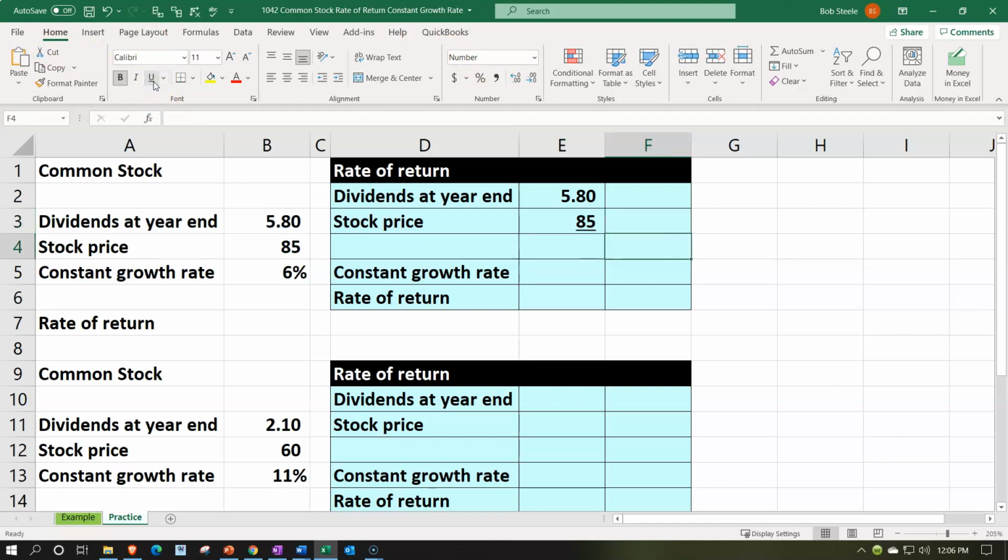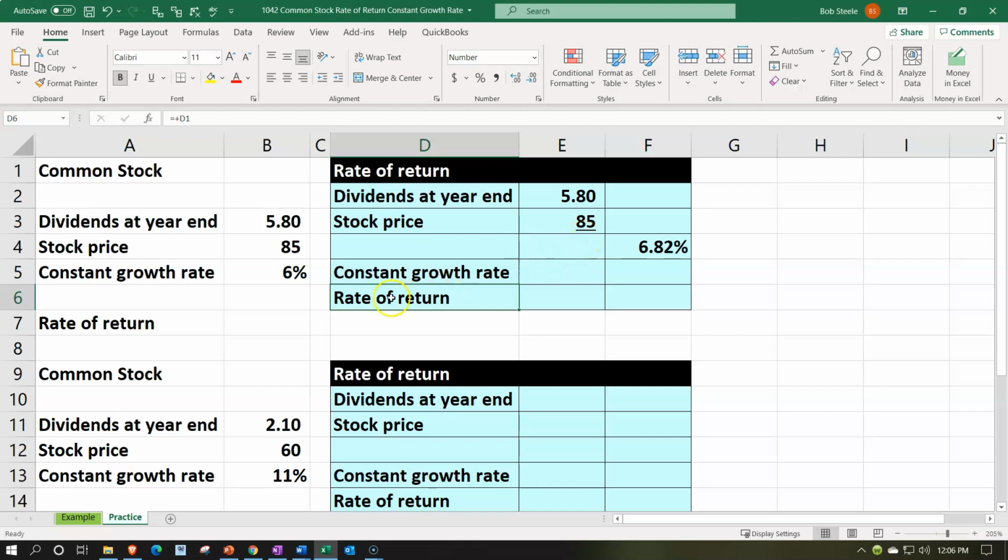So we put down 85, we're going to get paid out the dividends at the end of the year. We're assuming at the 5.80, this is going to be the 5.8 divided by the 85. Let's make that a percent, go into the numbers group, percentifying it, adding a couple decimals, we're about 6.82. So that would be our rate of return if we just consider basically the dividends compared to the price that we would be paying for the stock.